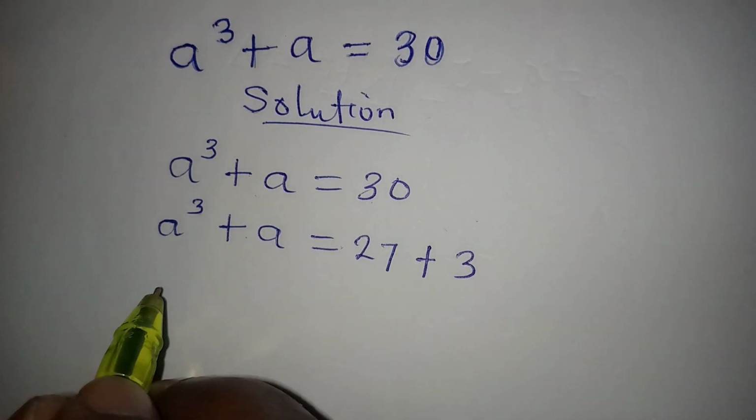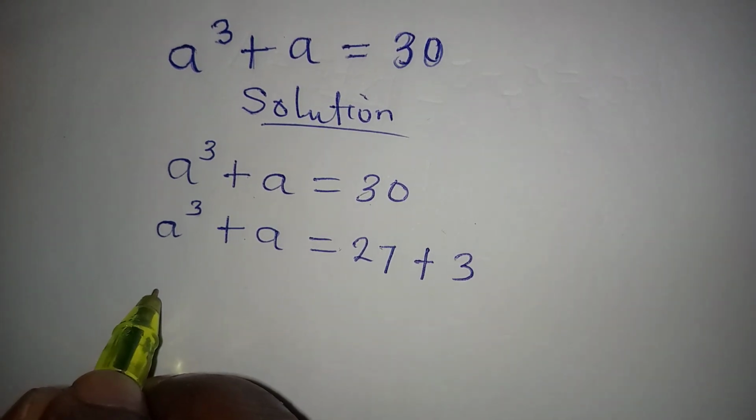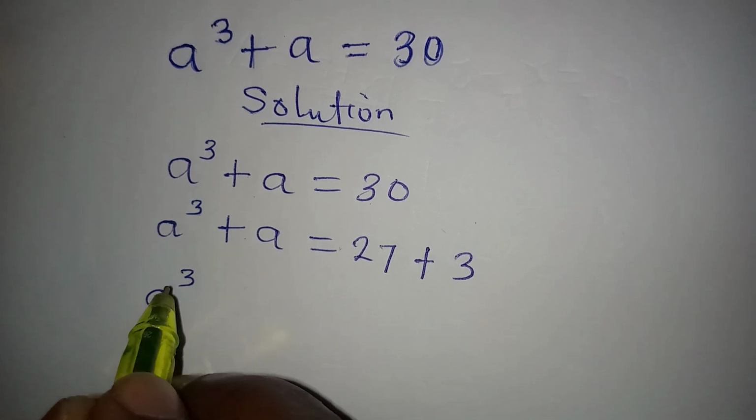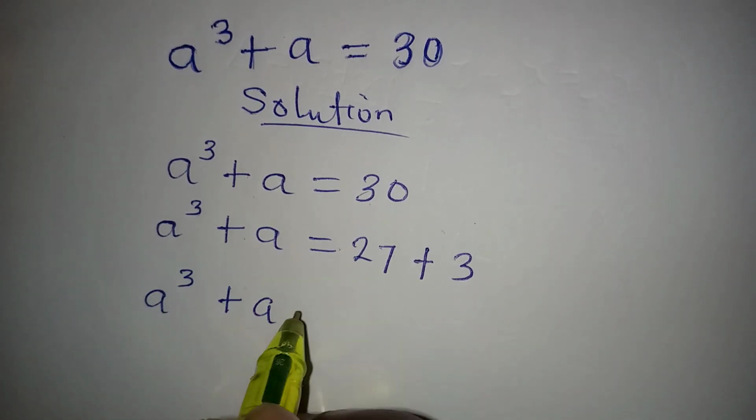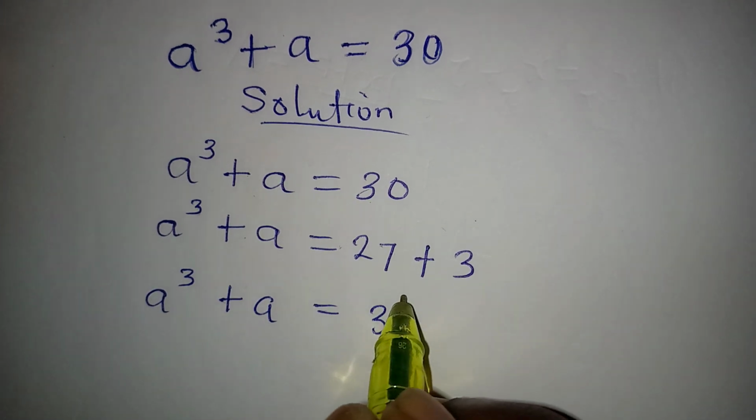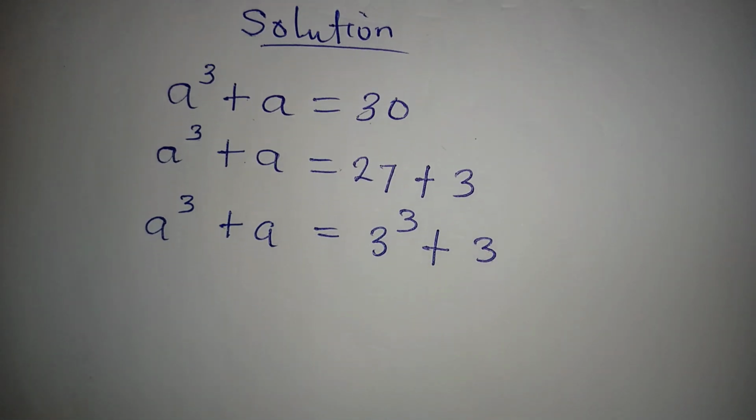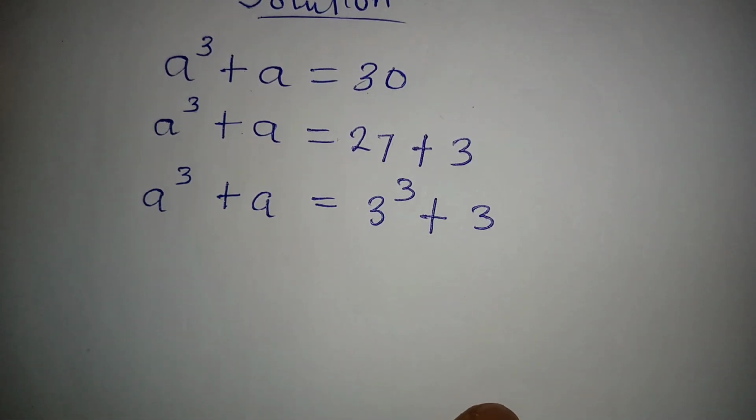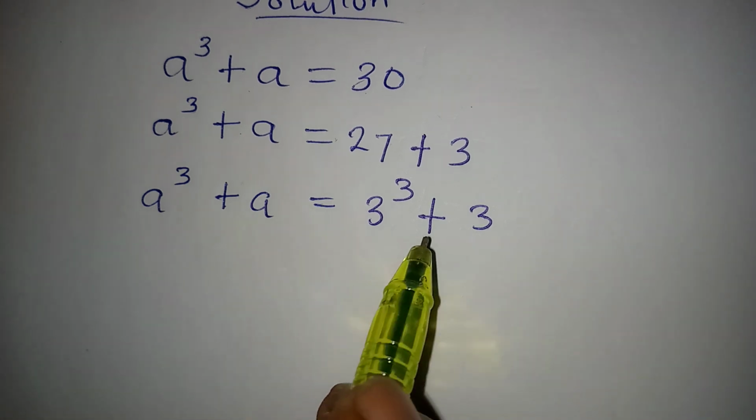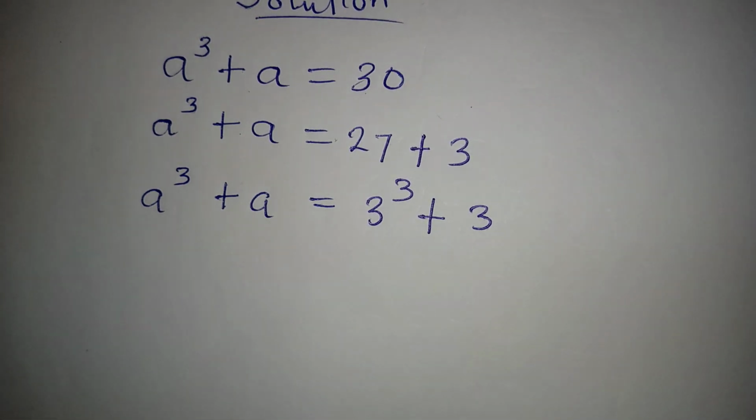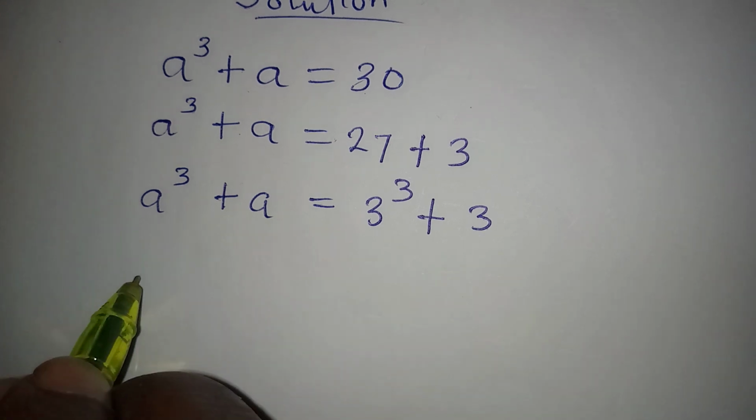Then if I continue with this, I will be having a to the power of 3 plus a to be equal to 3 to the power of 3 plus 3. I think we can see this very well. But then we have to solve it completely, meaning that we are not going to get just one solution. If not, we already have our solution already. But then, because we are solving this completely, we are going to do this.